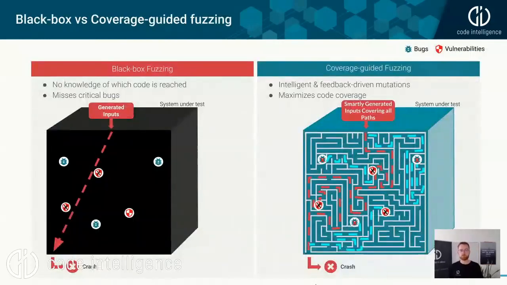This leads us to this comparison here. As I mentioned before, the original idea is black box fuzzing. Here the fuzzer doesn't know anything about the system, and it could potentially miss bugs or vulnerabilities in the tests and is inefficient. And the more evolved approach on the right, coverage-based fuzzing, where the fuzzer tries to maximize the amount of covered code and so detects more problems with the application.